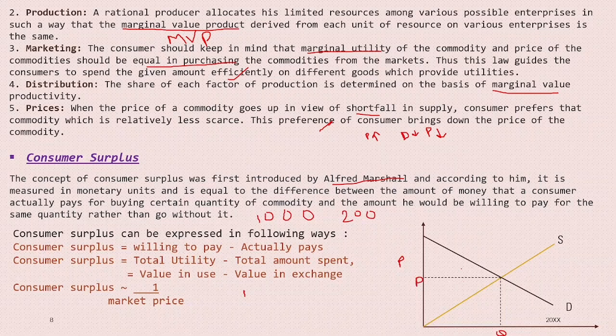Now what the consumer is willing to pay is this much area, and what he is actually paying is this. The difference between this and this is a triangle which represents consumer surplus. So this is your consumer surplus graphically. Remember this.